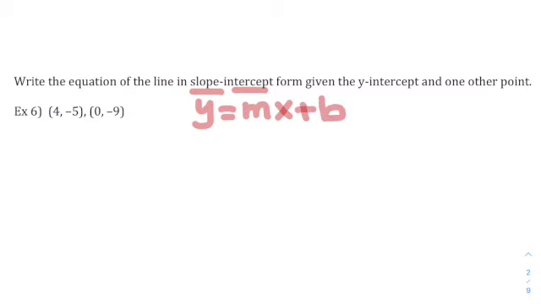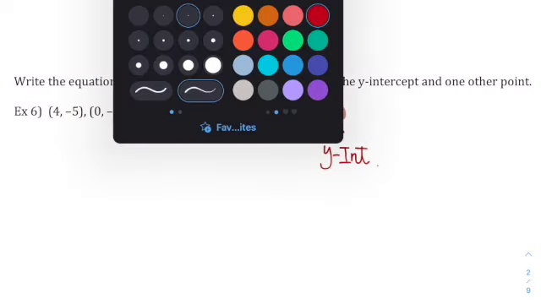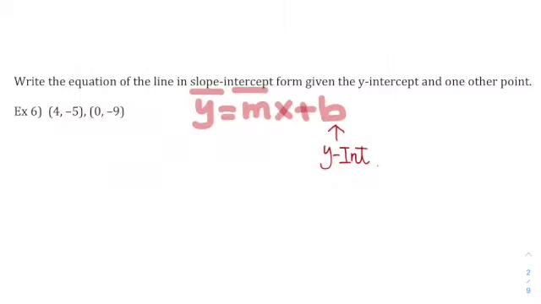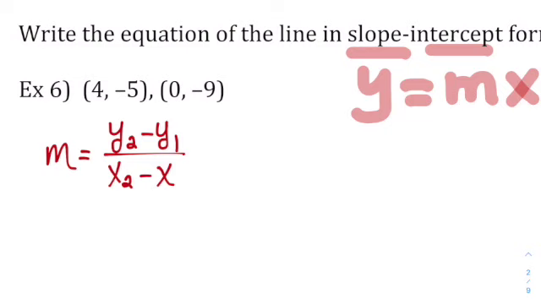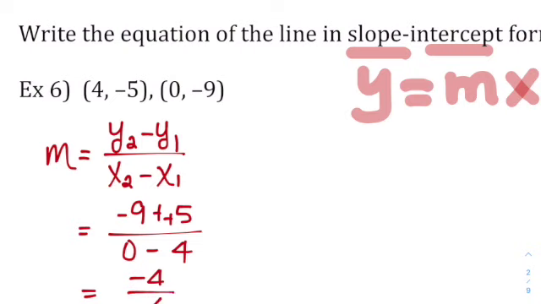Okay, what's b? b is the y-intercept. I'm hinting right now. So when you do that, first of all, you definitely need slope. Let's do the slope formula again. m equals y2 minus y1 over x2 minus x1. In this case, you can do negative 9 minus negative 5 over 0 minus 4. That's going to be negative 4 over negative 4, and that's 1. So therefore, your slope is 1.